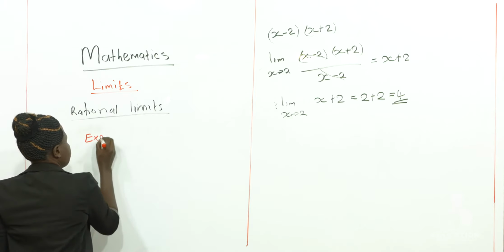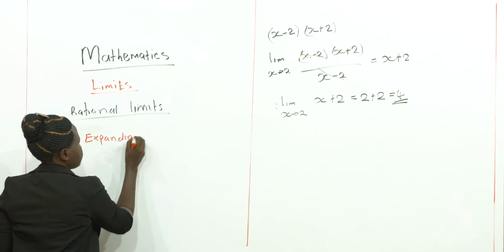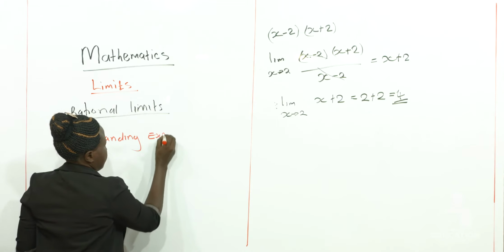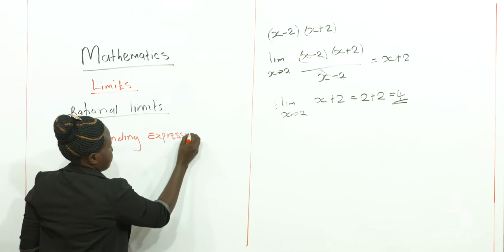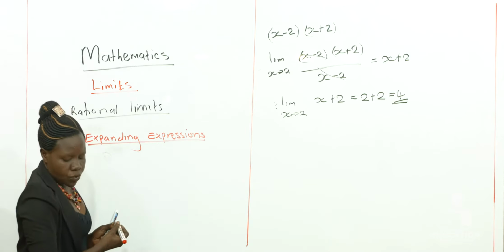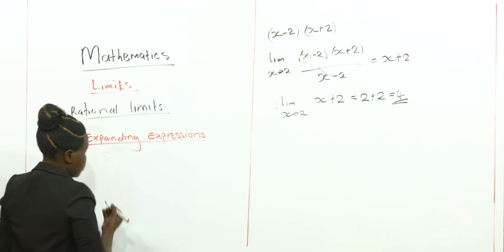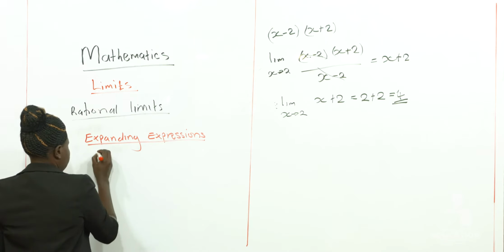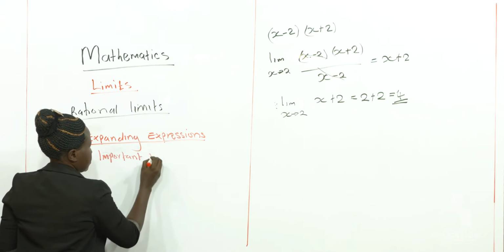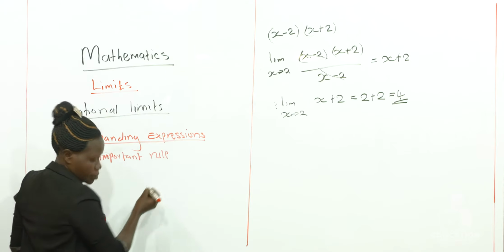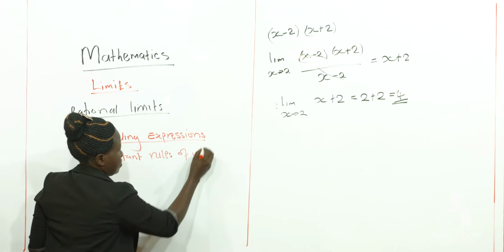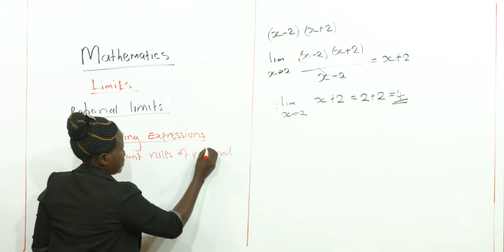Expanding expressions. How do we expand it? We expand by using what we call the rules. That is, we say important rules of rational limits.